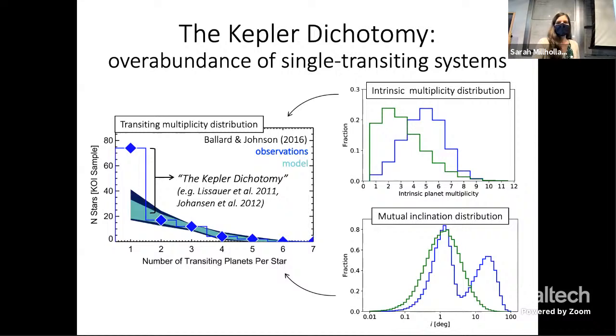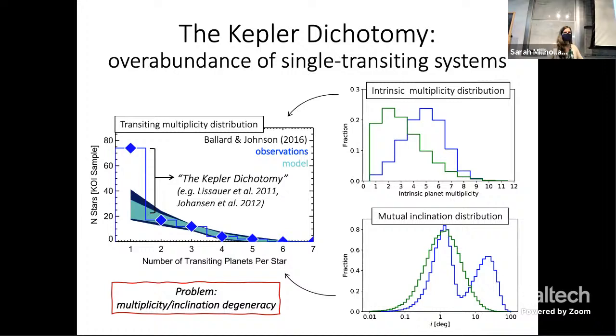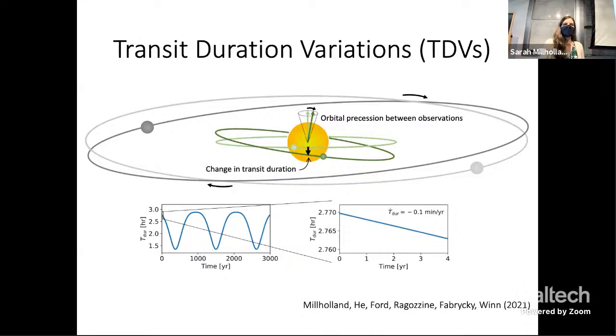And so the issue is that there is this degeneracy between the intrinsic multiplicity, the number of planets in the system, and the inclination. This degeneracy affects how many planets we observe to transit in the system, and that makes it difficult to constrain the underlying distribution of mutual inclination. So in this recent work, we looked at using transit duration variations, or TDVs, in the Kepler planet population to break this degeneracy and better constrain the mutual inclination distribution of these close-in multi-planet systems.